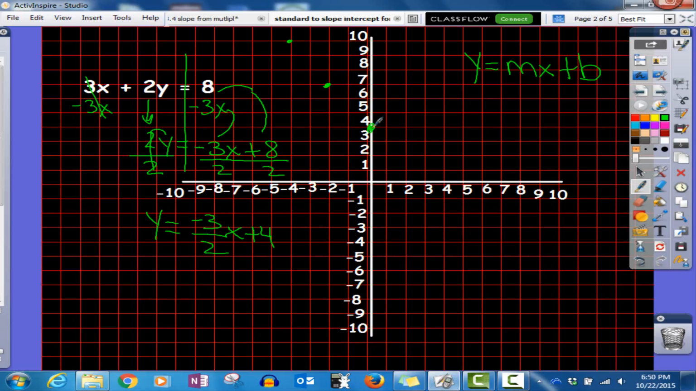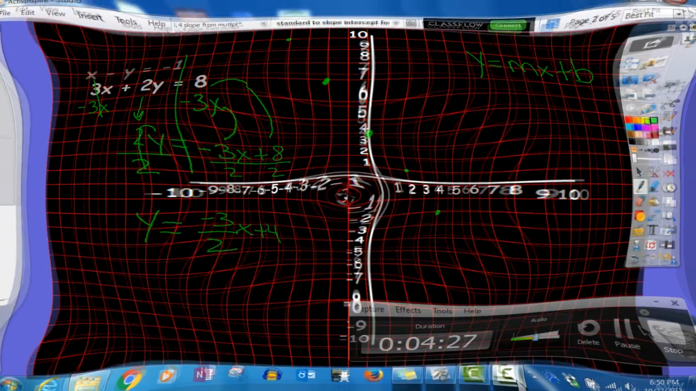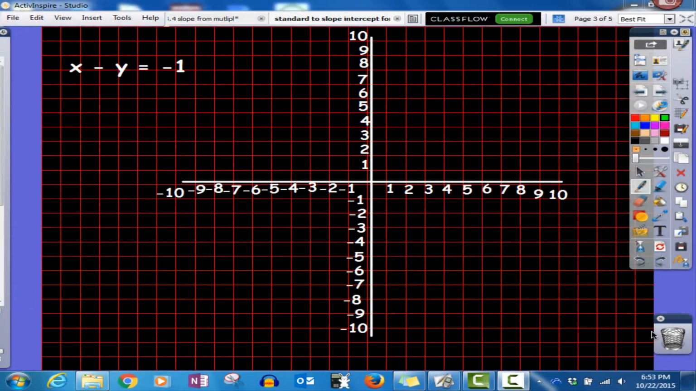Now I can go back to my y-intercept and go down 3 and then over 2. Negative, positive, because I have a negative slope. And I also want to remember that with a negative slope, the line is going to go downhill from left to right. If it's not going downhill from left to right, then I've done something wrong. So in this case, going from standard form to slope-intercept form, you end up with y equals negative 3 halves x plus 4.